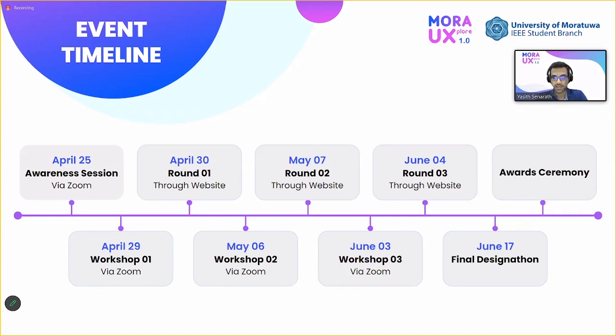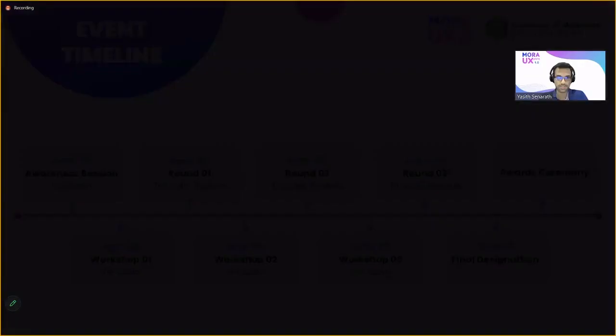And then a final design plan will be held on 17th of June. Further details will be updated in the near future. And then we are planning to conclude this event with an award ceremony. So those are the dates and things that we are going to do in the near future, our timeline.